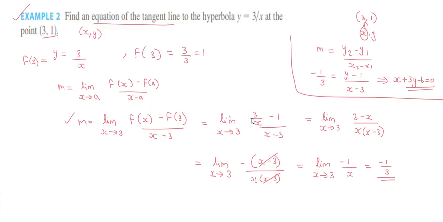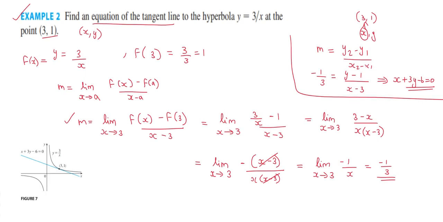Then if we draw it graphically, you can see this graph. This one is the graph that represents y equal to 3 by x. It's an inverse function, and we already know how to plot this. The tangent line is x plus 3y minus 6 equal to 0. This one is the tangent line. Here you can see the only point of intersection is (3, 1). Okay, that's it. Bye.